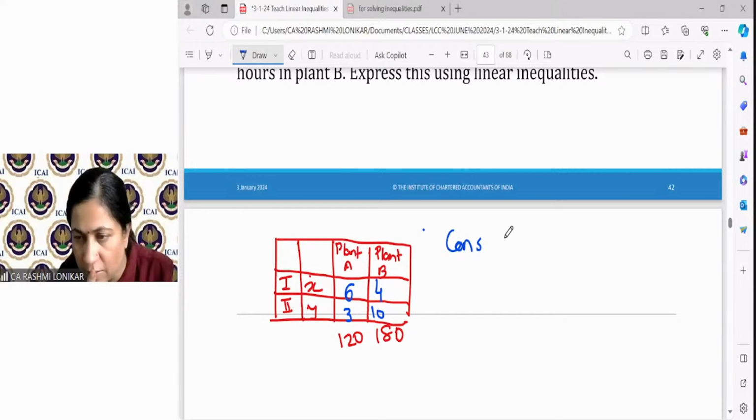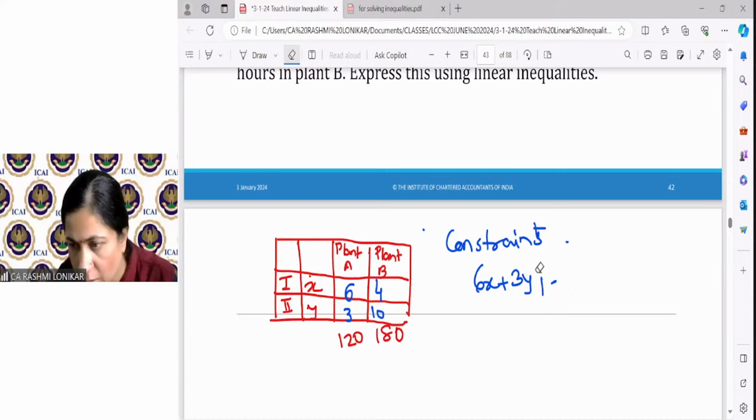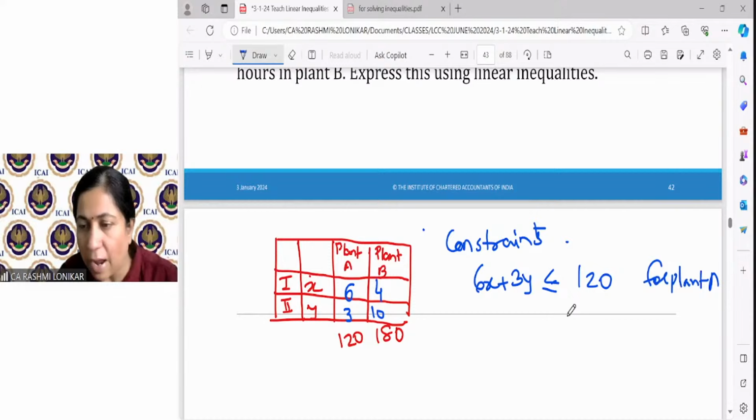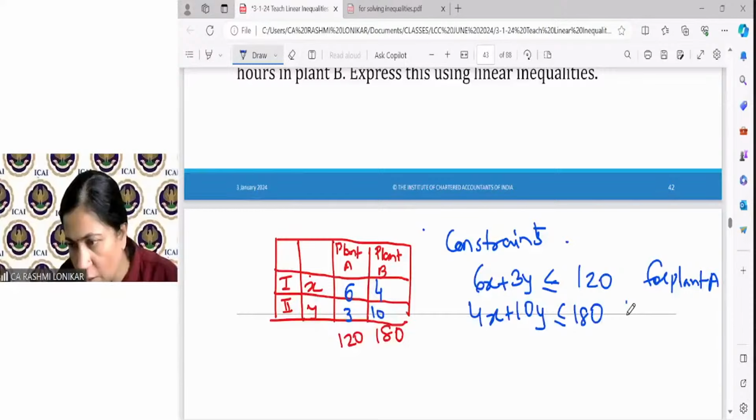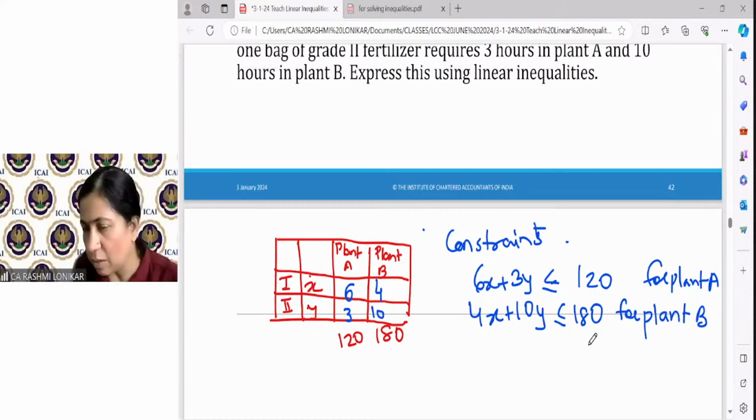You have 6x plus 3y less than or equal to 120 for plant A, and 4x plus 10y less than or equal to 180 for plant B. So this is how you are supposed to be doing it.